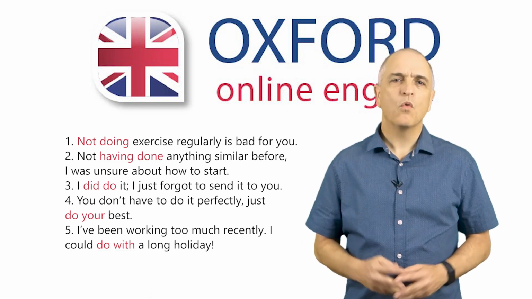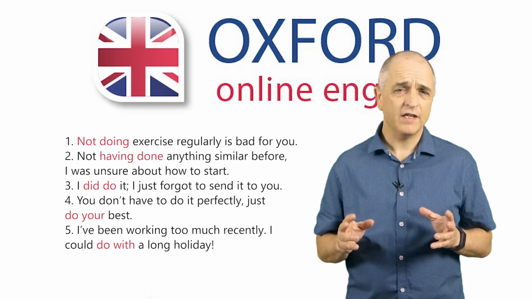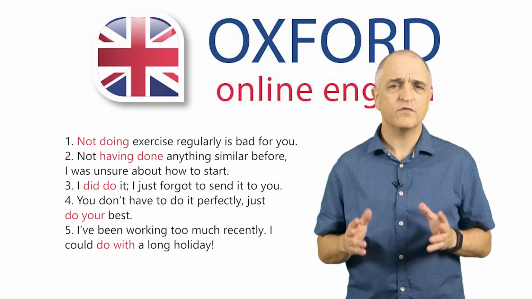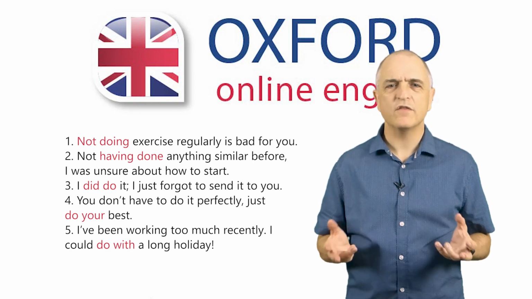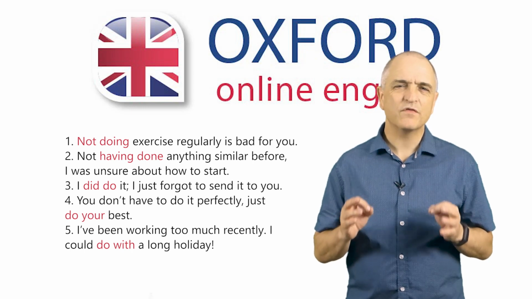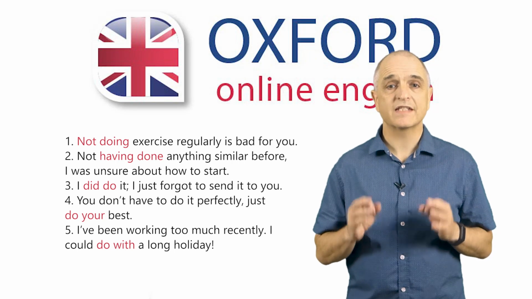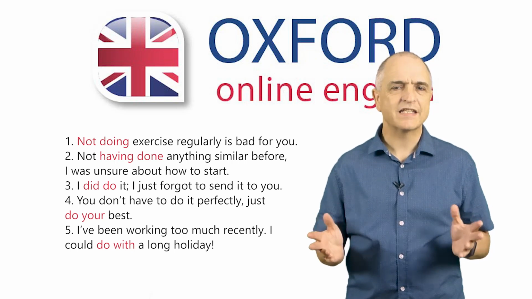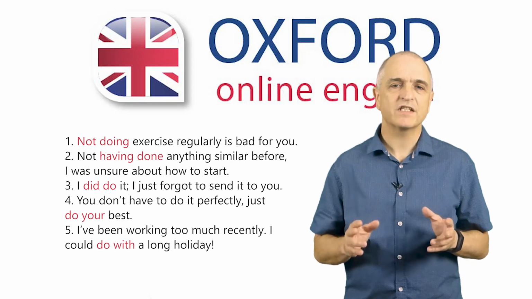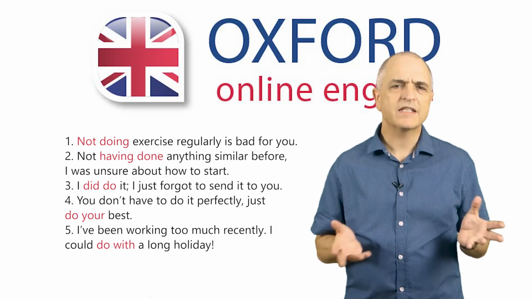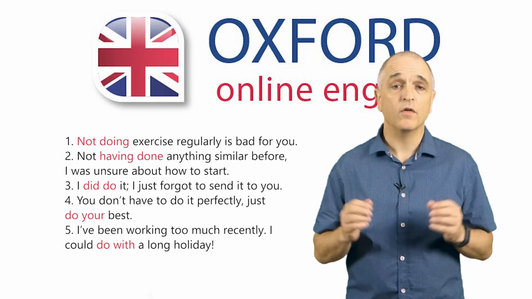So, what do you need to know here? In Level 3, you saw that there are negative infinitive forms. There are also negative ing forms. Like negative infinitives, you just add not to make the sentence negative. You can see this in sentence 1. Number 2 is a participle clause. The meaning is similar to because I hadn't done anything similar before.